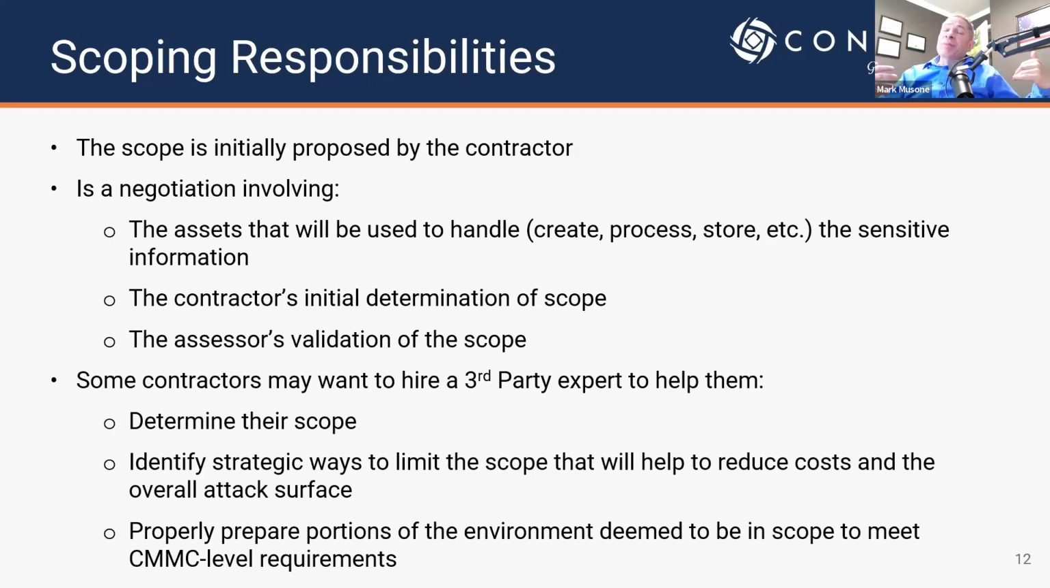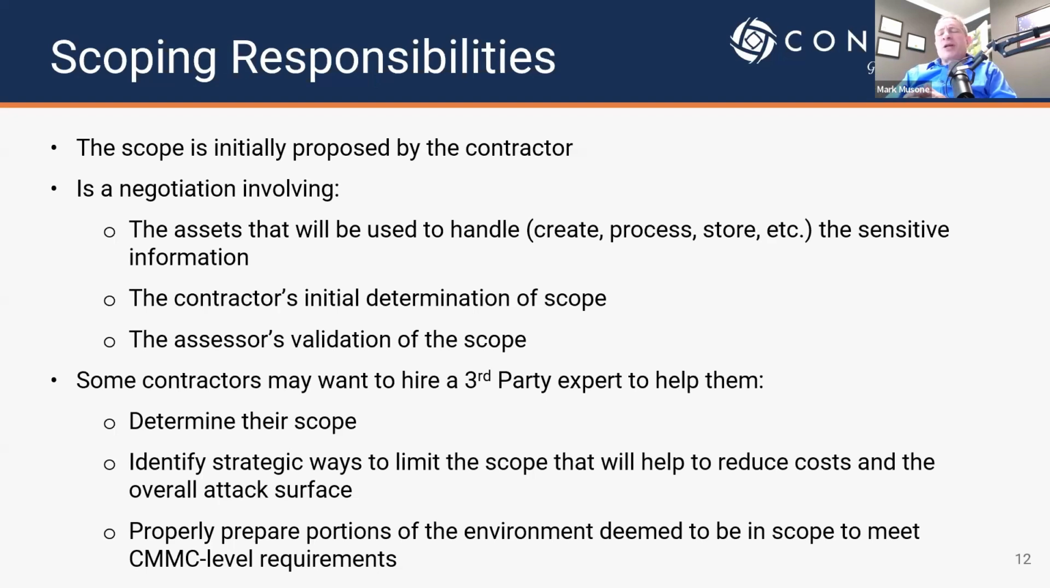Maybe the assessor may say, you know what, I think this additional asset should be in scope. And it's really up to the contractor to agree and put it in scope, or talk to the assessor and explain why they feel it shouldn't be in scope. But in the end, it's this negotiation where they both need to agree on that final scope. But it really is up to the contractor in the end to make the determination as far as what's in scope and what's not.